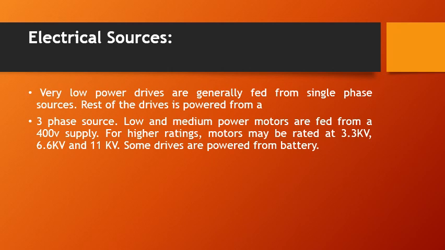Most drives are powered from AC sources, either directly or through a converter link. When fed directly from a 50 Hz AC supply, the maximum speeds of induction and synchronous motors are limited to 3000 rpm. For higher speeds, conversion to a higher frequency supply becomes mandatory. Low and medium power motors are generally fed from a 400 volt supply. High rating motors may be rated at 3.3 kV, 6.6 kV and 11 kV, and higher.